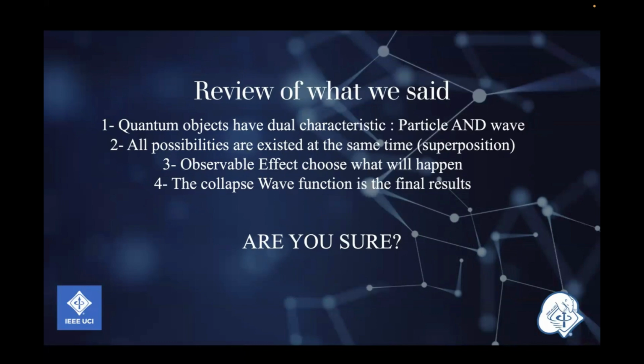All possibilities exist at the same time, which is named superposition. So an electron goes through two apertures. It can be at two places at once, because that's the probability of them. It can go through the right aperture or the left aperture, but at the same time. And that's exactly the reason they can affect themselves and reveal the fringe pattern of Young's experiment. Observation collapses the wave function to what you want, and the collapsed wave function is the final result. But the big question is, are you sure about it?